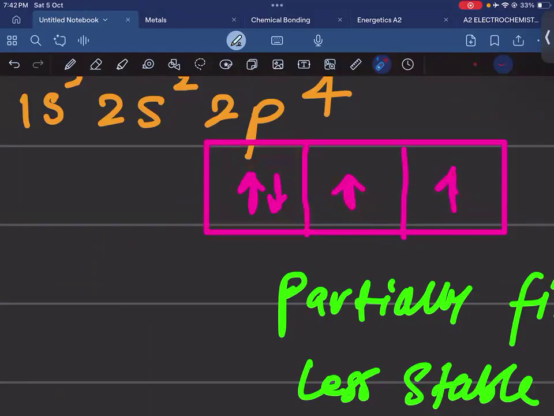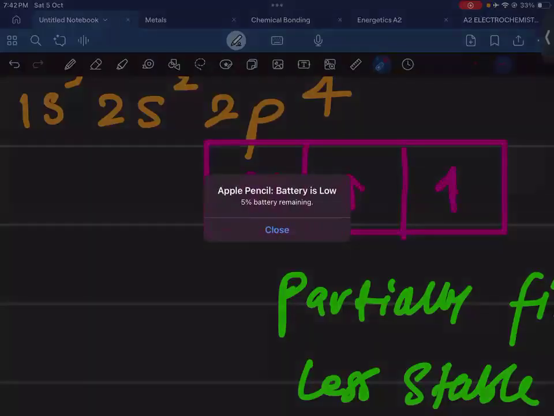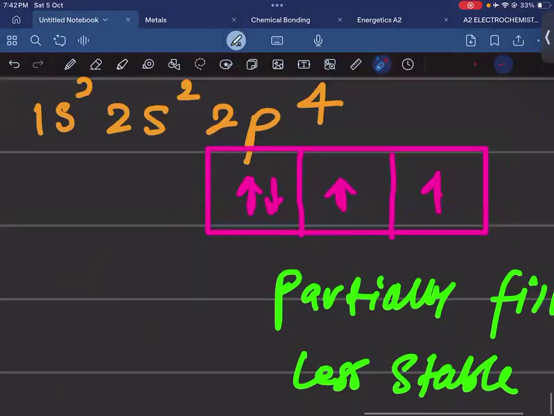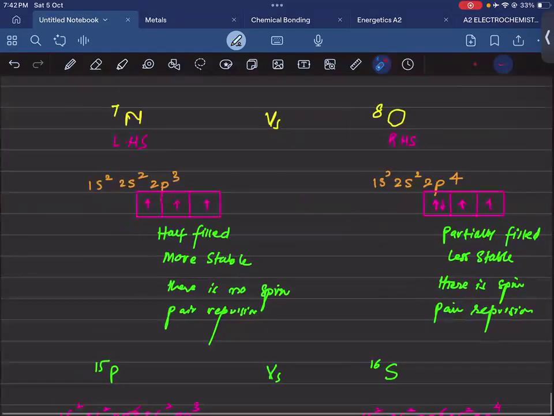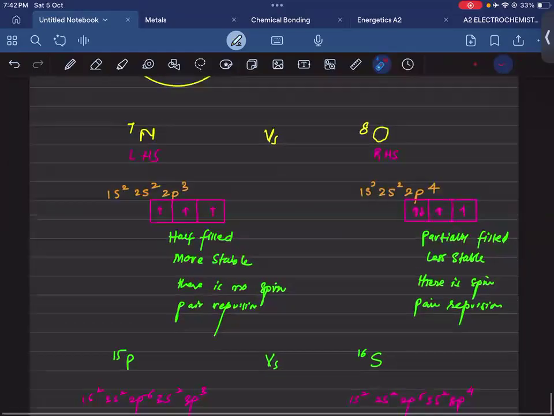So they may have a spin pair repulsion as electrons have negative charge. As the two electrons are in the same box and have negative charge, they may have spin pair repulsion. When there is repulsion in any element, the element becomes less stable. So ultimately, the outer electron can be removed very easily.